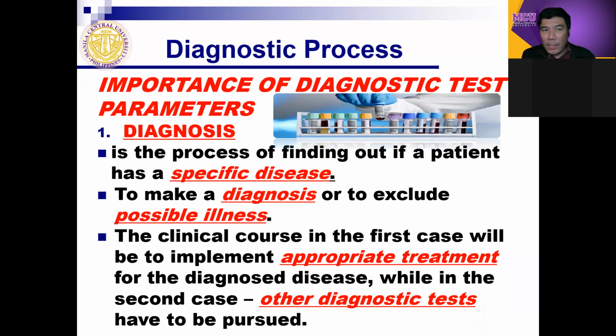Actually, we have four importance of diagnostic test parameters. Number one, it's for diagnosis. So obviously, first is to identify the specific disease. Okay. Now, for example, the client experiences loss of consciousness.